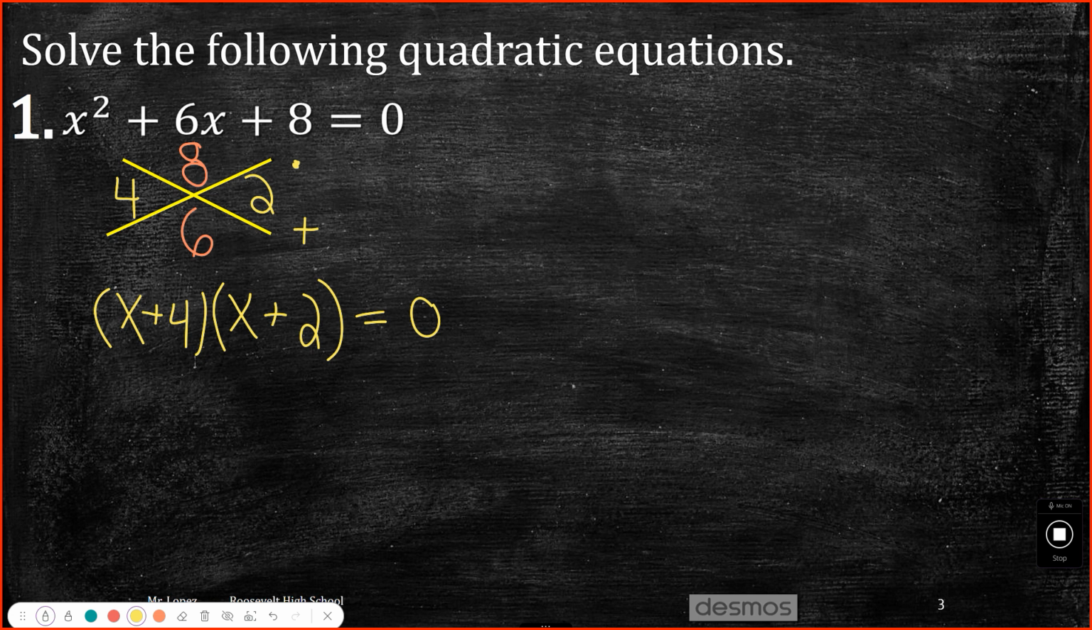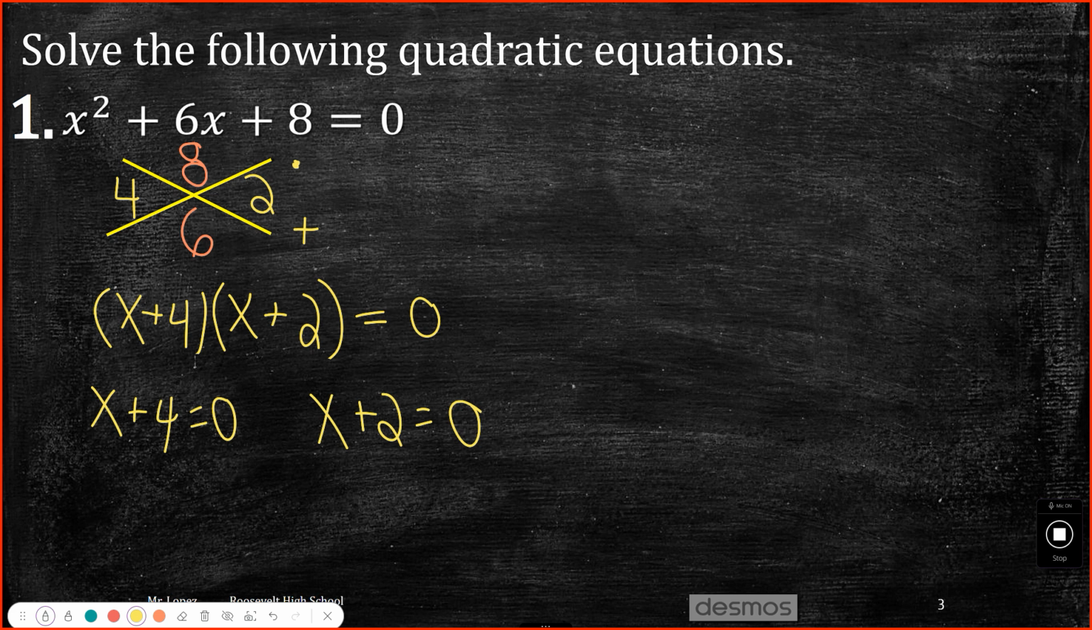And it goes like this. If x plus 4 is 0, if this quantity is equal to 0, then 0 times anything, 0 times x plus 2, will equal 0. So what we're going to do is just set each one of them equal to 0. x plus 4 is equal to 0, and x plus 2 is equal to 0. And we solve.